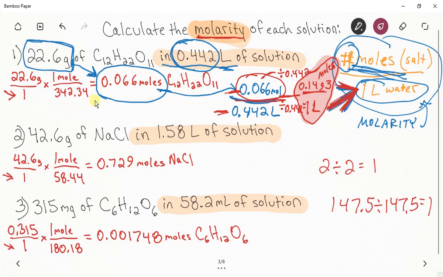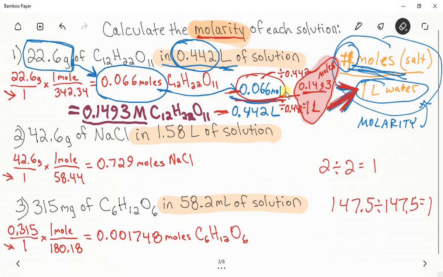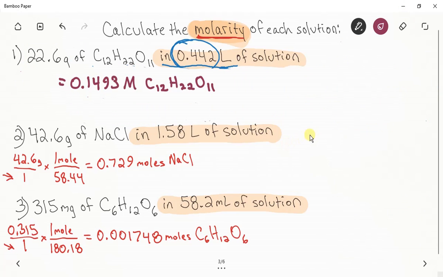The way we would write this would be, and I'll write it over here, equals 0.1493 and then a capital M, and that stands for molarity. And then we would write the C12H22O11 after it. Or sometimes you can just get away with 0.1493 M. Okay, so let's go to our next problem.